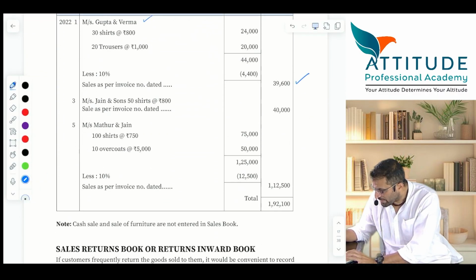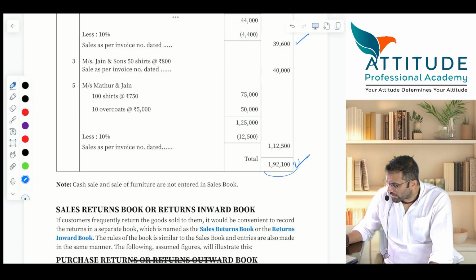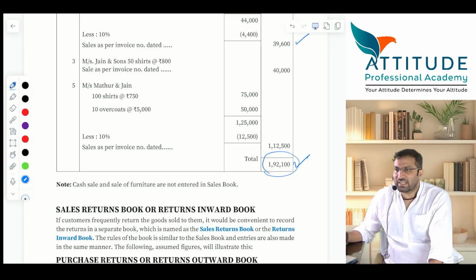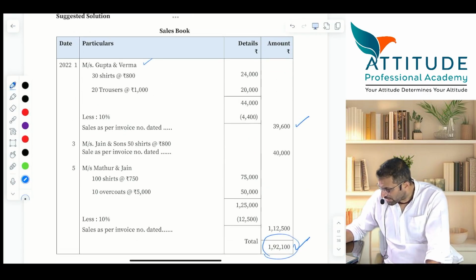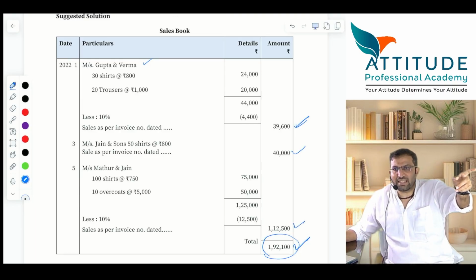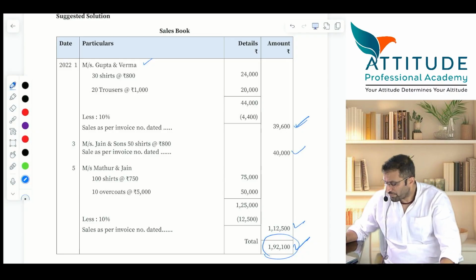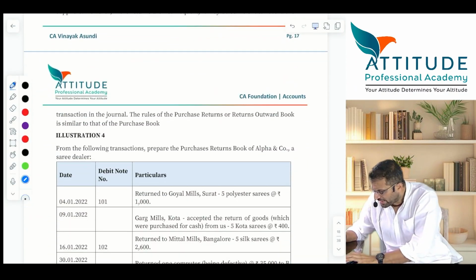Then we have to make a total also. Look at the way the total is made. Is that clear? Now please answer this. This total, where will it go? Sales account. Which side? Credit side. And what about these items? 39,600, 40,000 and 1,12,500. Individual account, which side? Debit side. Because the journal entry is debtors account debit to sales. Is that clear? This you already know.